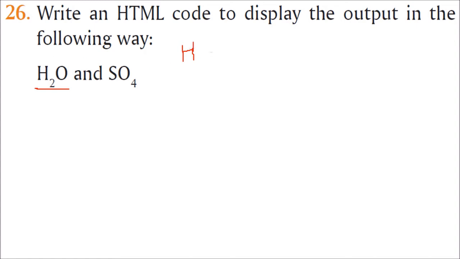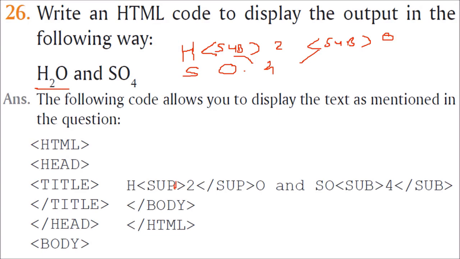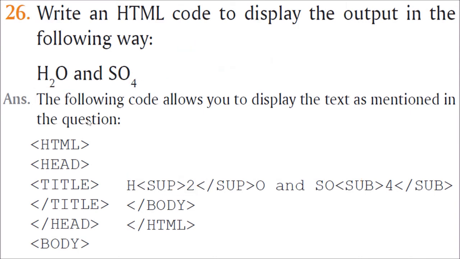Then here too, you have to use a subscript. So you have to use sub, then give 2, then end sub, then again O. Same with SO4: for the 4 you have to write sub, and inside this you have to write 4. So H, 2 should be kept inside sub, and the 4 should be kept inside this sub for subscript.